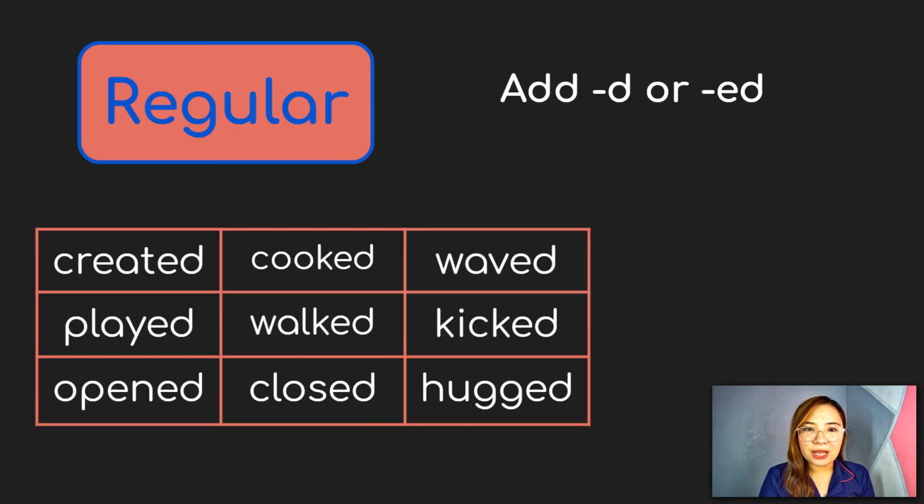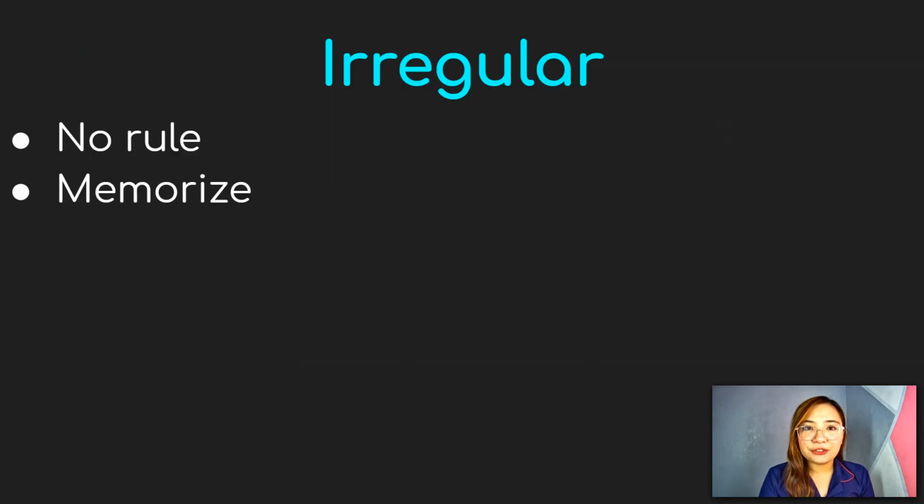Let us now talk about the irregular way. And for this one, there is no rule, but you need to memorize. Let's have some examples.